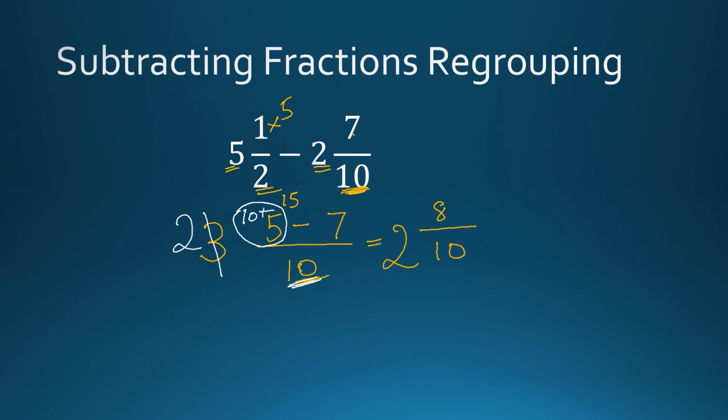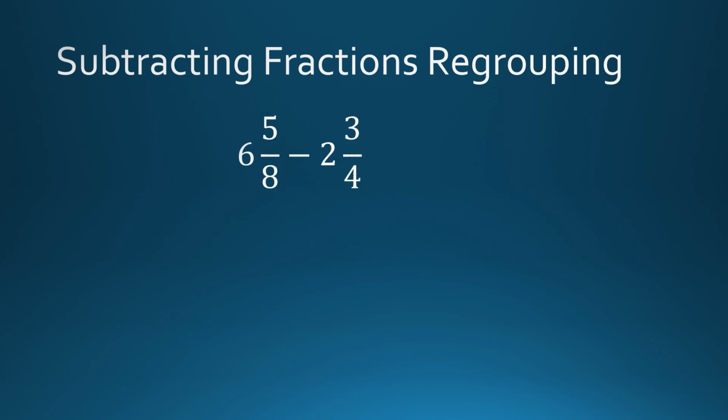And again, my answer must be in its reduced form. 8/10 is a proper fraction. So to reduce it, I have to use the highest common factor that could go into 8 and 10. And that is going to be 2. 2 into 8 is 4. And 2 into 10 is 5. So my answer is 2 wholes and 4/5. Let's do our next question.